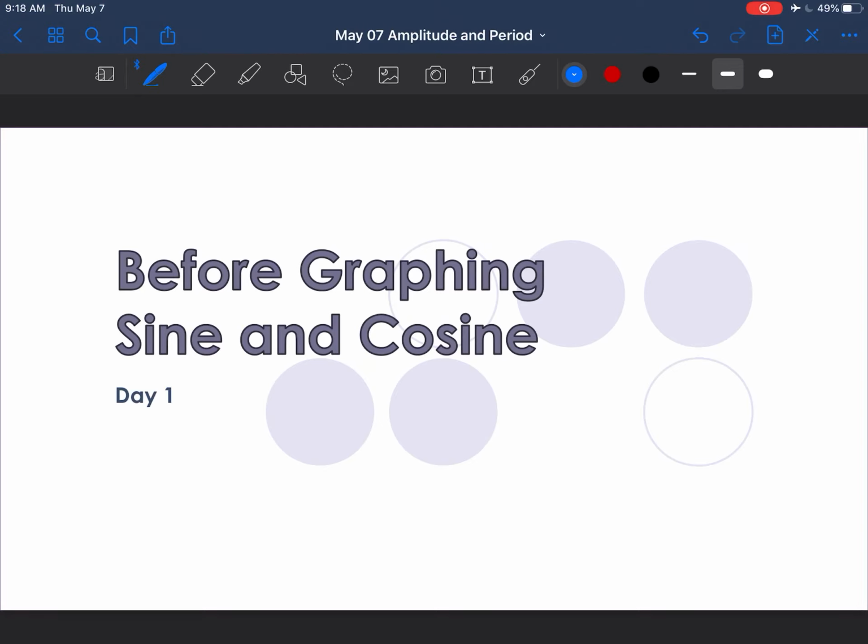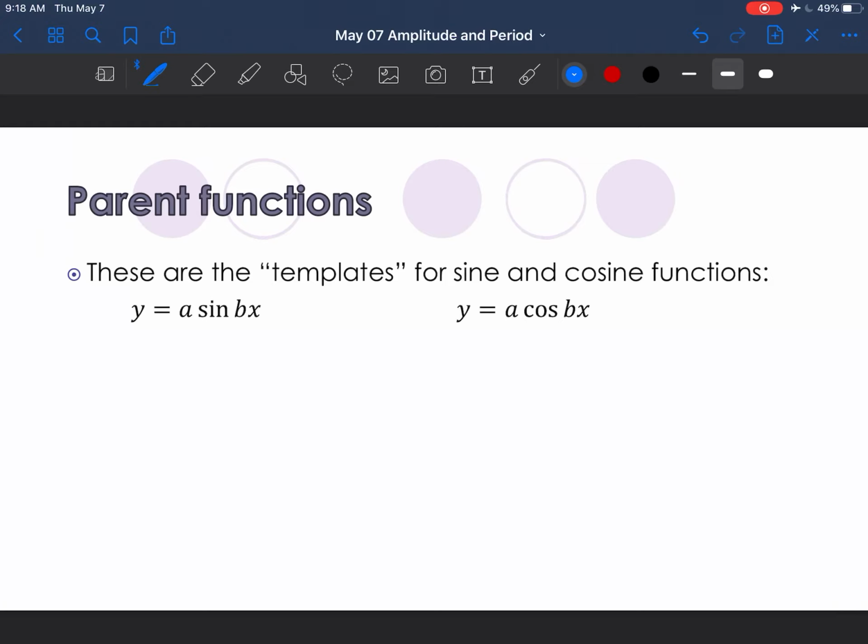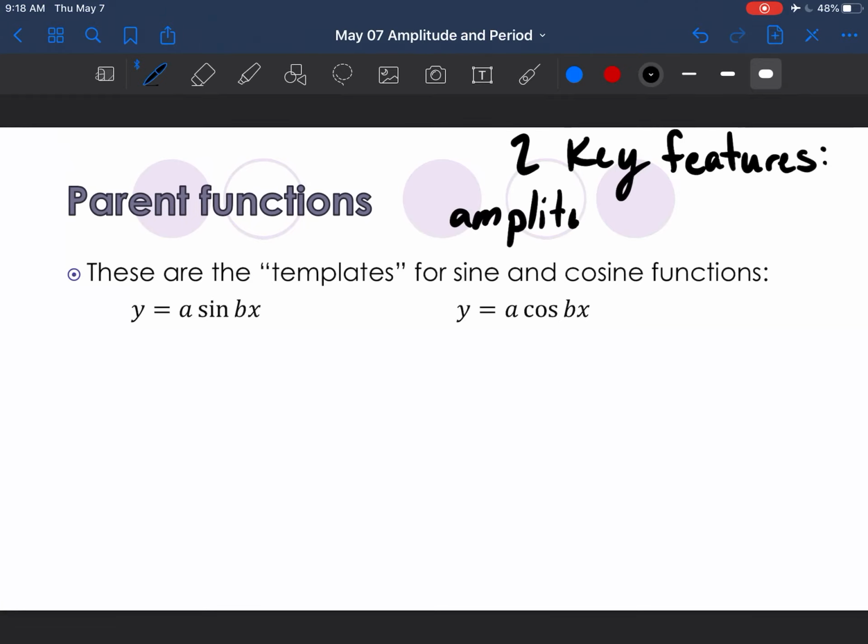So before we jump into graphing sine and cosine, we're just going to focus on the key features of the graph that you can figure out just by looking at the functions. So basically just the algebra part of it before you graph, like the prep. Whenever you have sine and cosine graphs, there are two key features that we're going to focus on: the amplitude and the period.